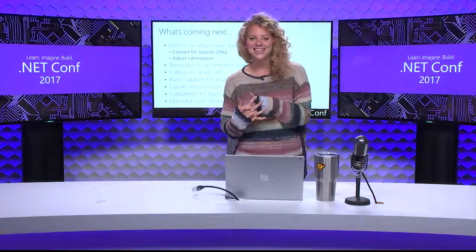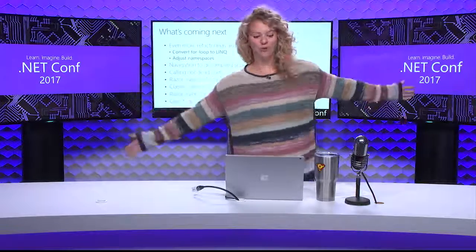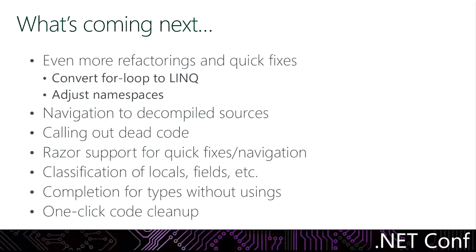So what's coming next? Again, more refactorings and quick fixes. What more could you want? More. The biggest two that we keep hearing are the ability to convert a for loop to a LINQ expression, so we'll have to look into doing that, and then adjust namespaces, which is similar to keeping a type and file name in sync. We also want to do the same for namespaces and folders. And so that's what that feature is.